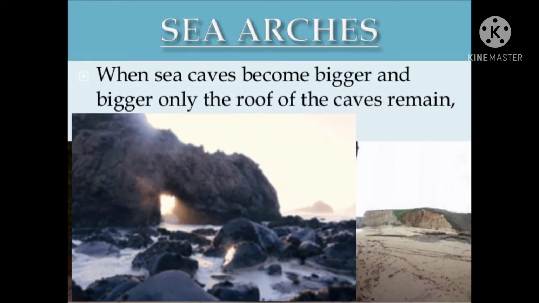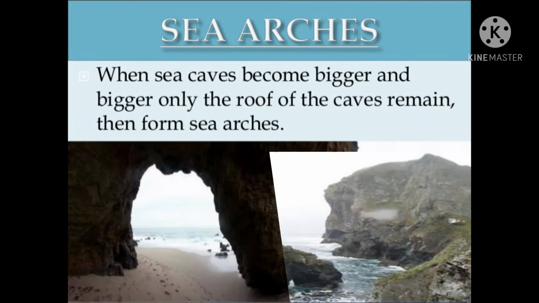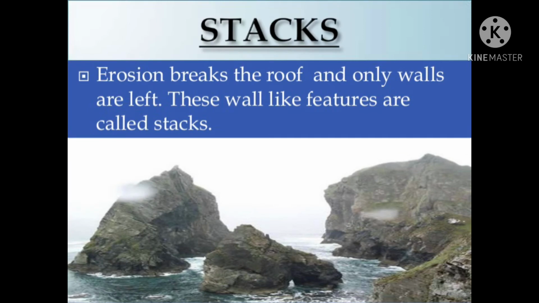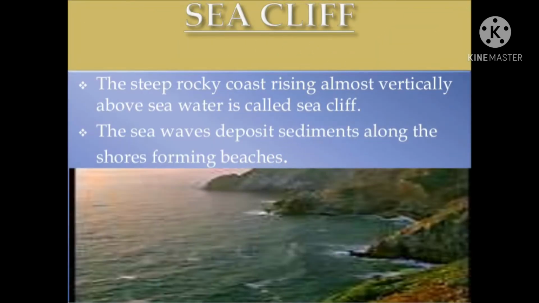When sea caves become bigger and bigger, only the roof of the caves remains. It forms sea arches. Dear students, erosion breaks the roof and only walls are left. These wall-like features are called stacks. The steep rocky coast rising almost vertically above seawater is called sea cliff. Dear students, the sea waves deposit sediments along the shore. In this way, beaches are formed.